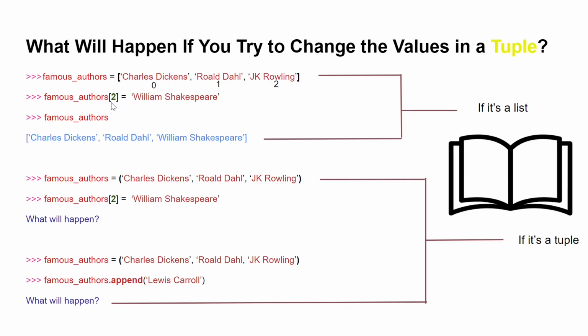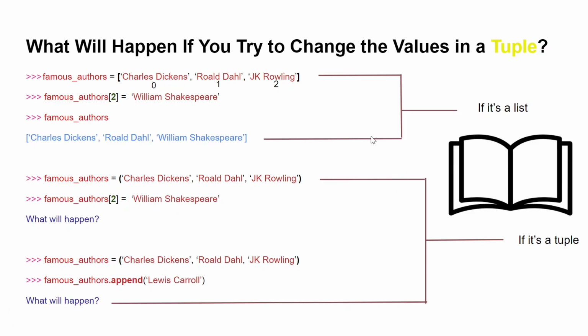And then I assigned the second index of the list, J.K. Rowling, with William Shakespeare. So I want to replace J.K. Rowling with William Shakespeare. And then I print out my variable's name, famous authors, and it results with Charles Dickens, Roald Dahl, and William Shakespeare.